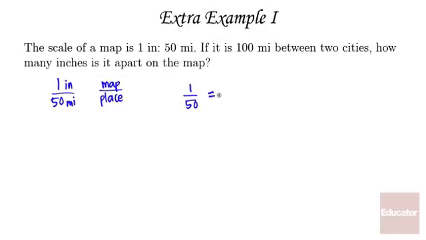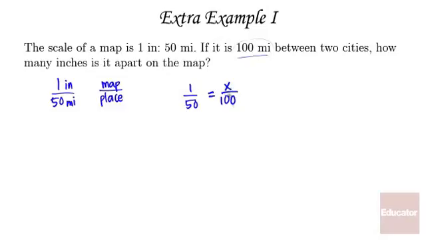And this next part: if it is 100 miles between two cities, how many inches apart is it on the map? Well, the 100 miles, is that going to go on the top or the bottom of this next ratio? Remember, you have to keep the ratio according to the word ratio, right? So it's actually 100 miles. That would be on the bottom because that's the actual place. So 100 goes on the bottom. And then the map, how many inches apart is it on the map? Well, the map number is going to go on the top, and that's what we're looking for. So you can call that x.